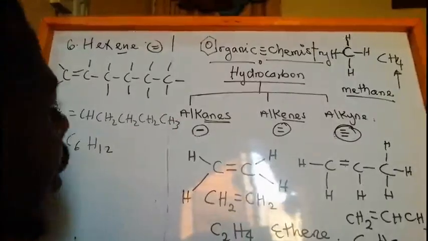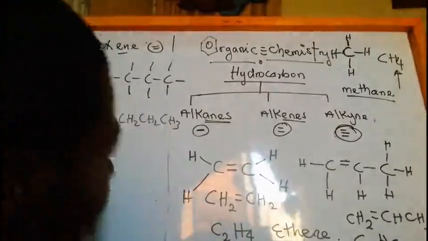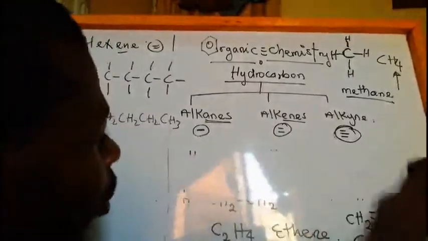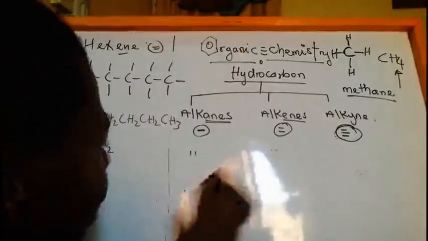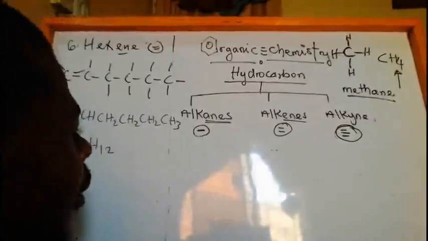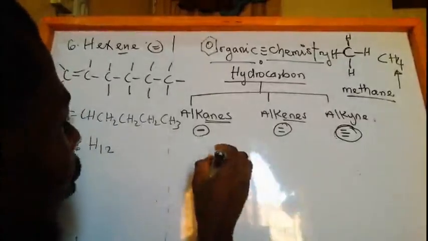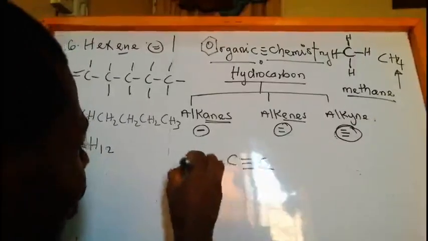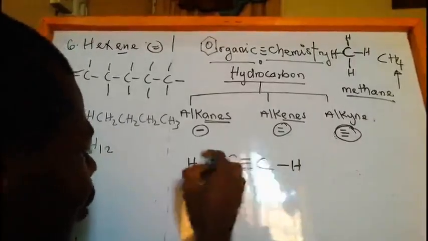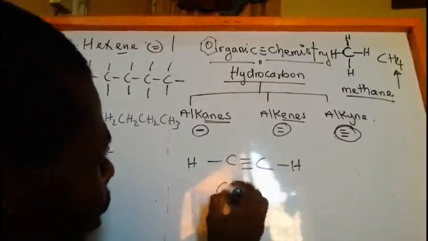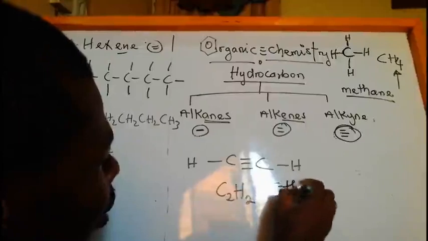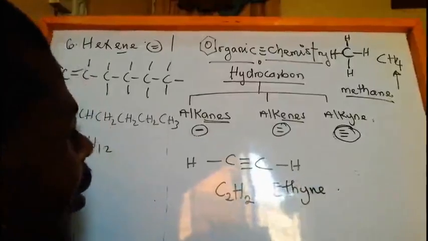So that's hexene. So lastly, I can take the same principle also for alkynes. So if I'm to do that for alkynes, so that's for triple bond, I'm going to have, for example, the first member. This is the first member. So that's C2H2. So that is ethyne, right?